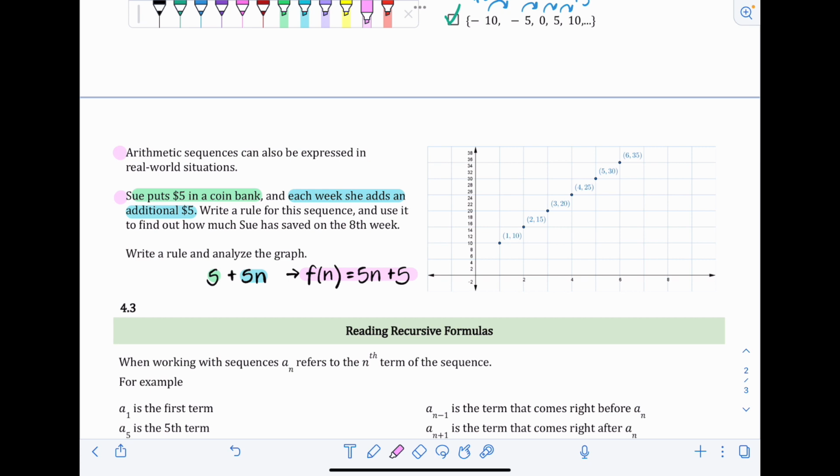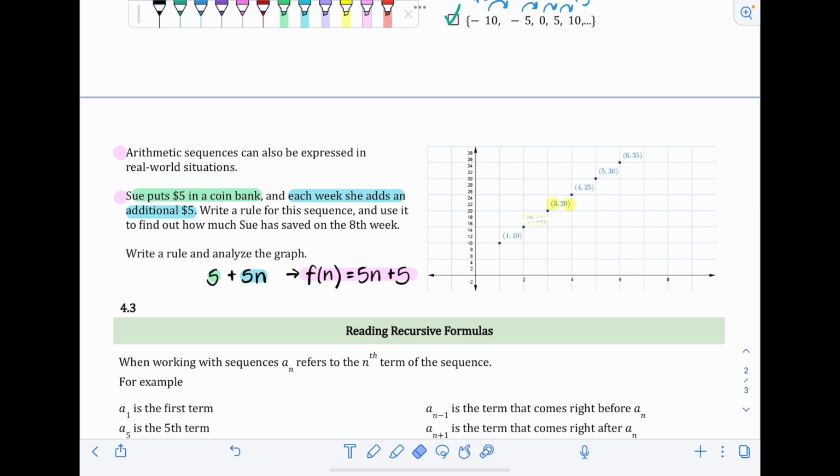And then the function is graphed here on the right. All these points have already been found for us. So this is saying at 1 week she has $10 because she has that initial $5, and then she saved another $5 for that first week. After 2 weeks she has $15. After 3 weeks she has $20, and so on.